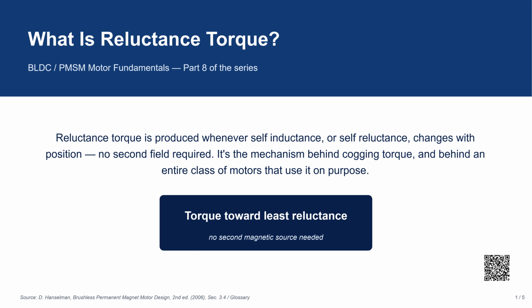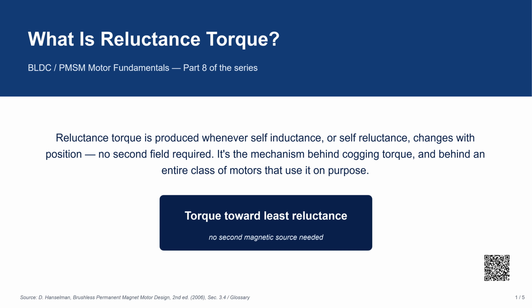Reluctance torque. We named its opposite number, mutual torque, in the last episode. This time, the other half of the story. Reluctance torque is produced whenever self-inductance, or self-reluctance, changes with position. Notice what's missing from that sentence. No second magnetic field. No mutual coupling required at all.